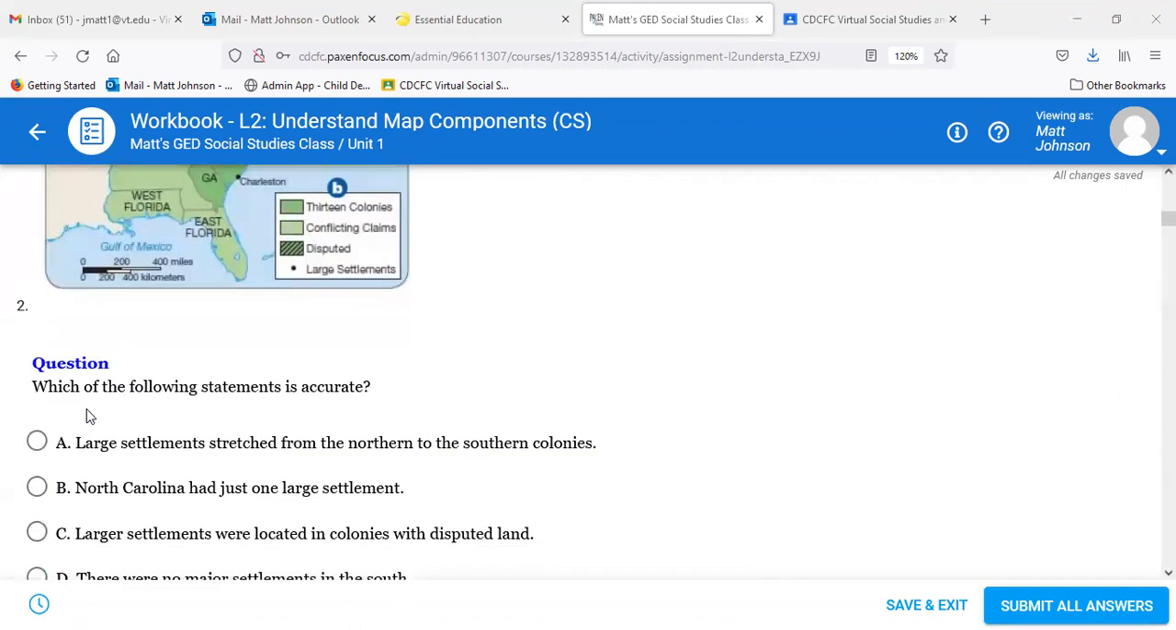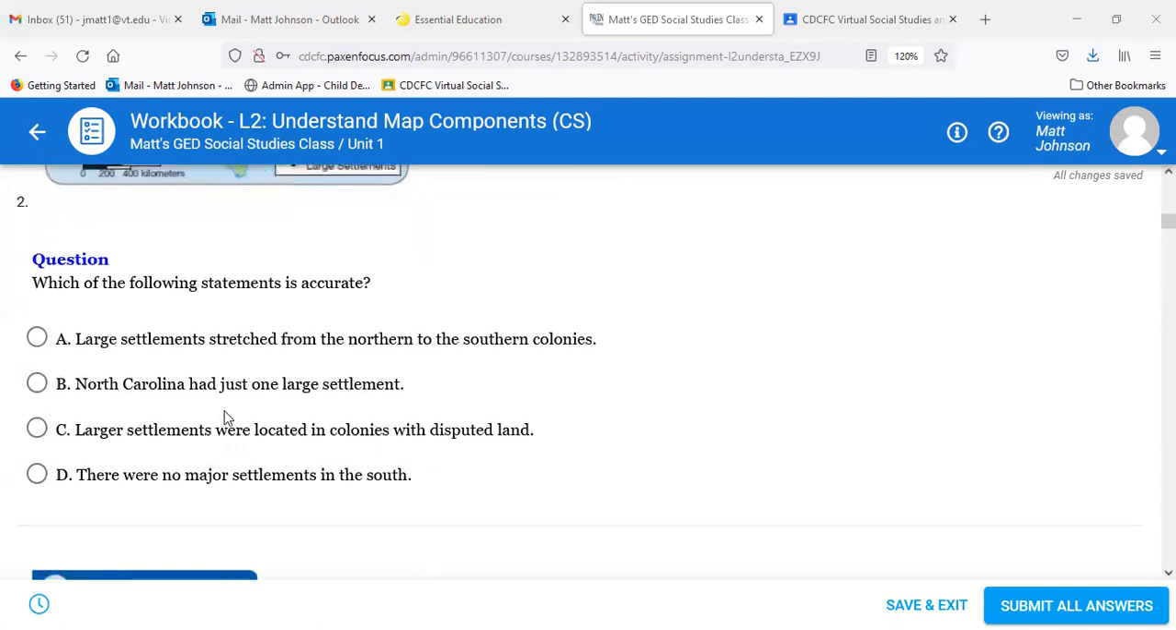All right, now, which of the following statements is accurate? Large settlements stretch from the north to the southern colonies. North Carolina had one large settlement. Larger settlements were located in colonies with disputed land. Or, there were no settlements in the South.